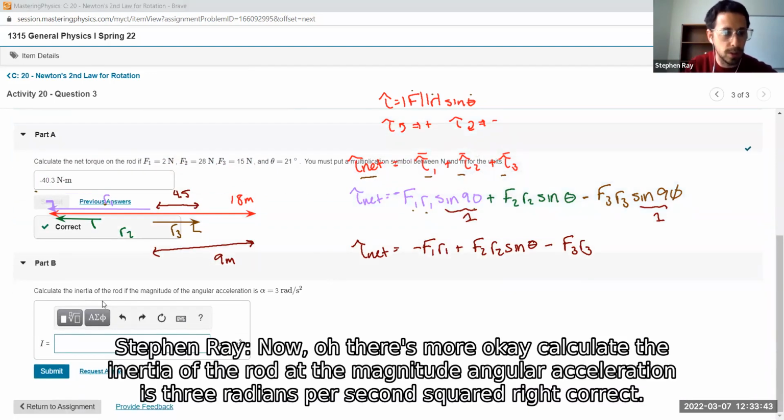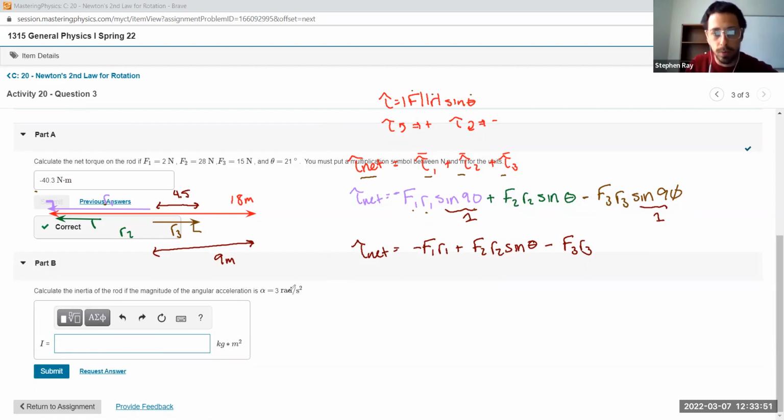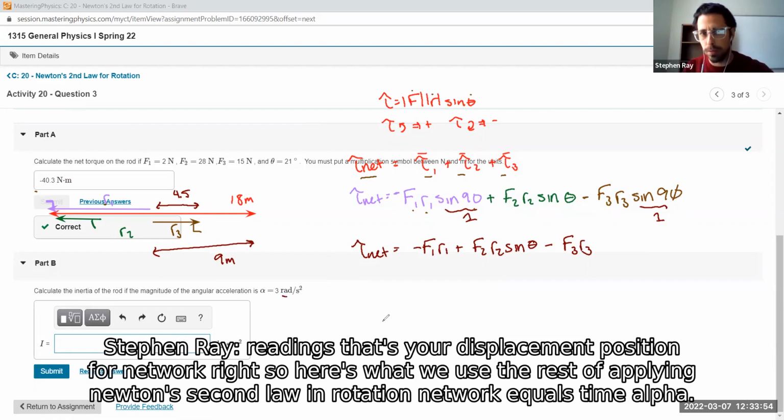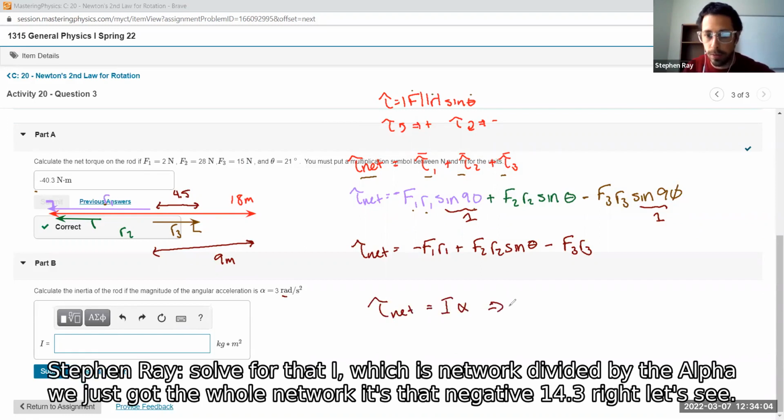Calculate the inertia of the rod if the magnitude angular acceleration is 3 radians per second squared, right? So here's where we use the rest of applying Newton's second law in rotation. Net torque equals I times alpha. Solve for that I, which is net torque divided by alpha. We just got the net torque. It's that negative 40.3, right?